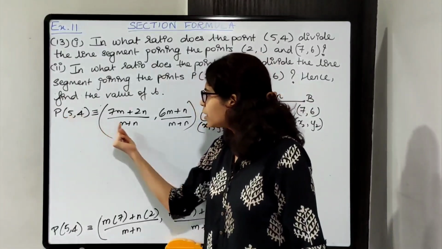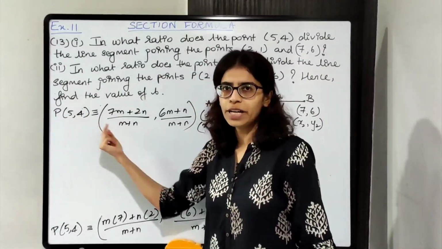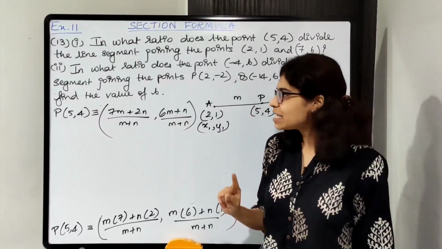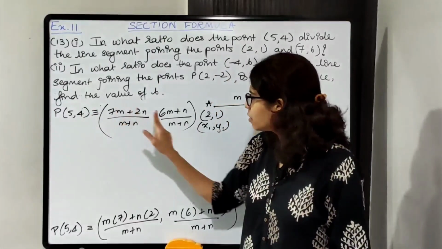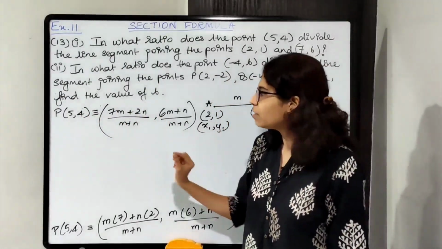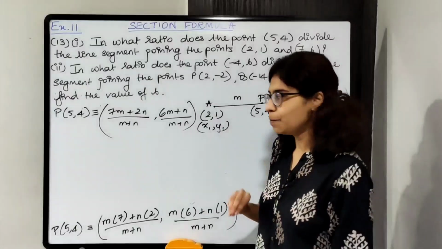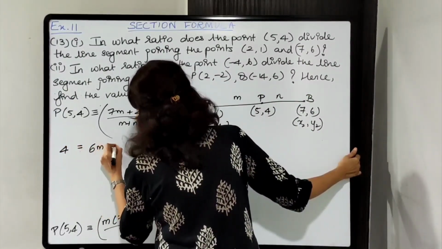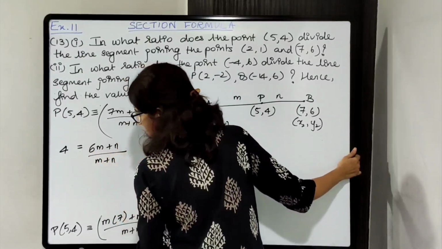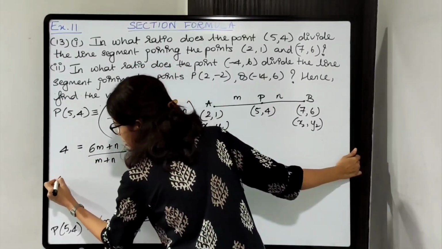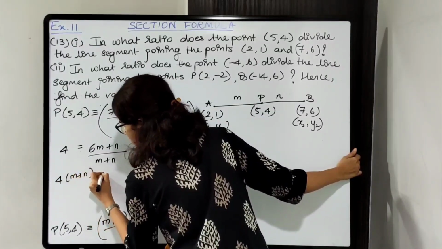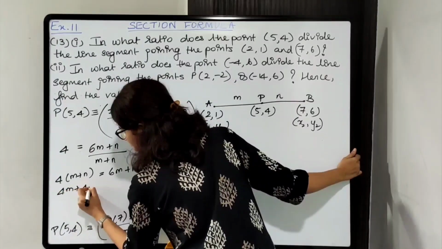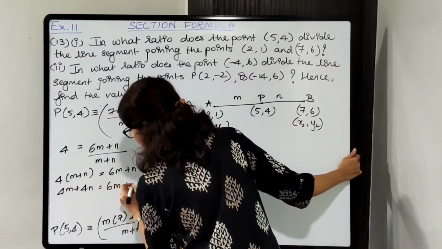Here we checked that if you take the x coordinate and equate it, you get the value of the ratio m is to n. Let us see if we get the same thing for the y coordinate. So over here I am going to equate this. Let's see. 4 will be equal to 6m plus n upon m plus n. So m plus n we shift here, put brackets. So 4m plus 4n is equal to 6m plus n.